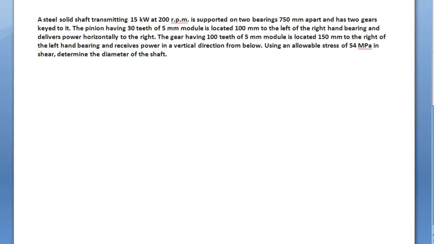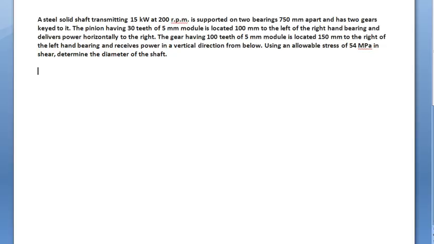The pinion having 30 teeth of 5 mm module is located 100 mm to the left of the right hand bearing and delivers power horizontally to the right. The gear having 100 teeth of 5 mm module is located 150 mm to the right of the left hand bearing and receives power in a vertical direction from below. Using an allowable stress of 54 MPa in shear, determine the diameter of the shaft.